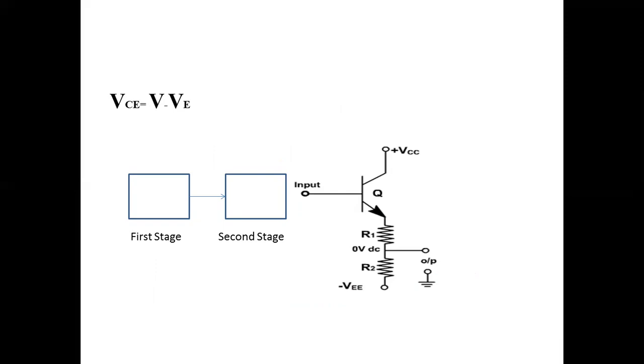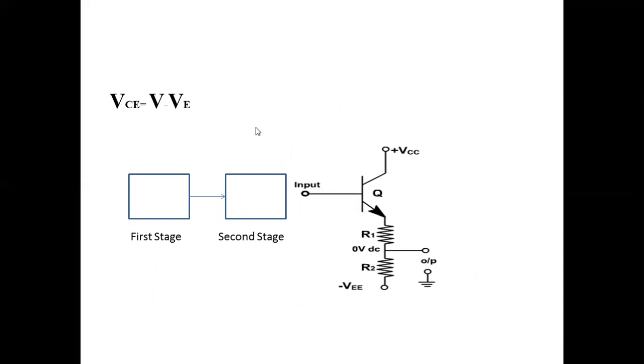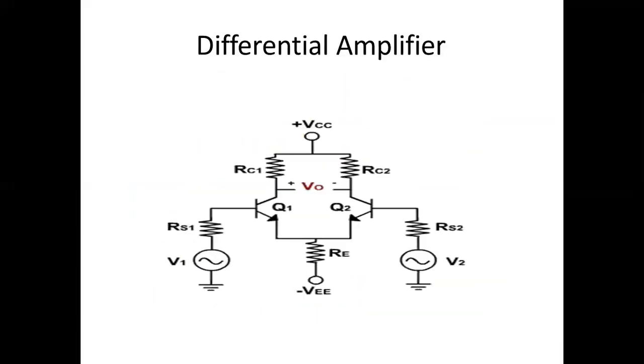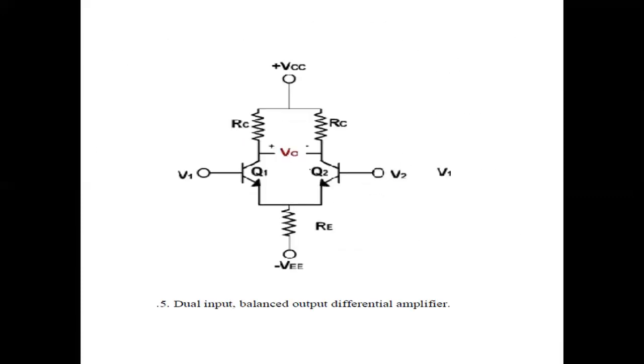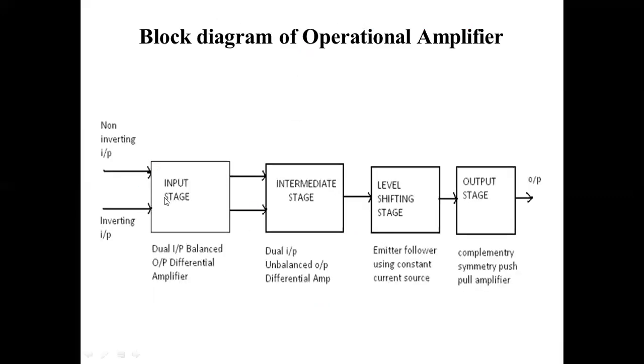Okay, in short, I will again explain what happens in the level translators. The level translator is the third stage. We have already seen in the basic block diagram of the op-amp that there is an input stage, an intermediate or second stage, and this one is the level shifting stage. For today's session, we are going to discuss this one.